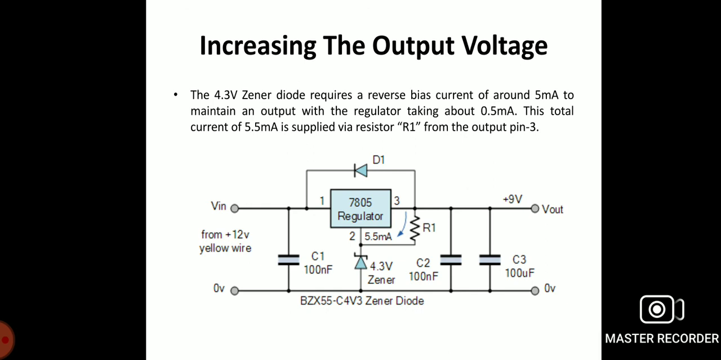Then we can use the 3 terminal voltage regulator and a suitable Zener diode to produce a variety of fixed output voltages from our various branch power supply ranges from plus 5 volt to 12 volt, but we can improve on this design by replacing the fixed voltage regulator with a variable voltage regulator such as the LM317.